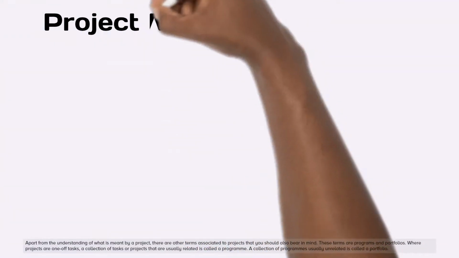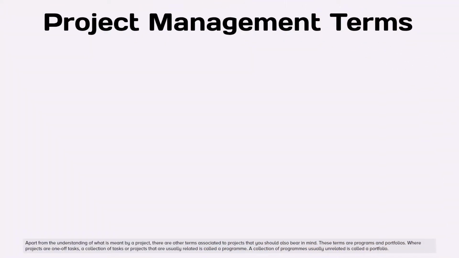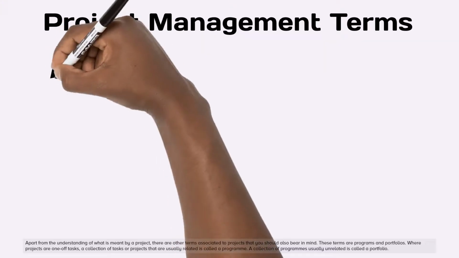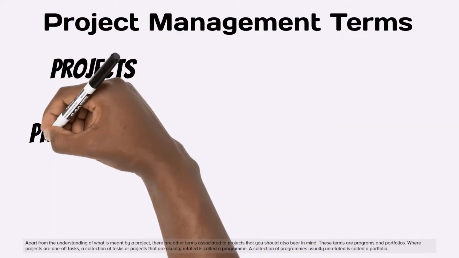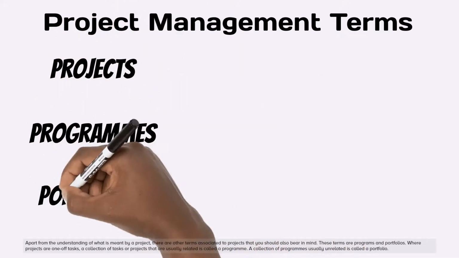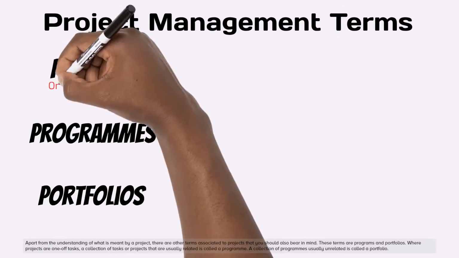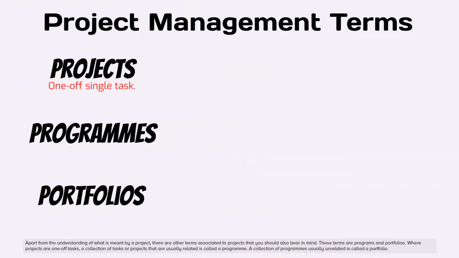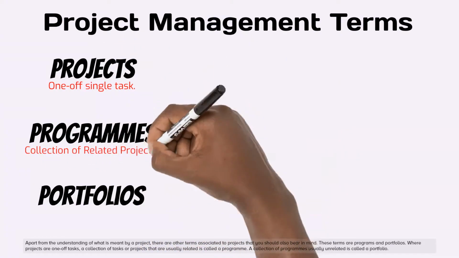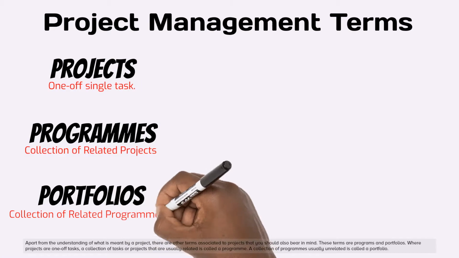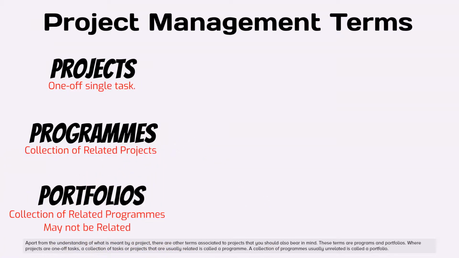Apart from the understanding of what is meant by a project, there are other terms associated to projects that you should also bear in mind. These terms are programs and portfolios. Where projects are one-off tasks, a collection of tasks or projects that are usually related is called a program. A collection of programs usually unrelated is called a portfolio.